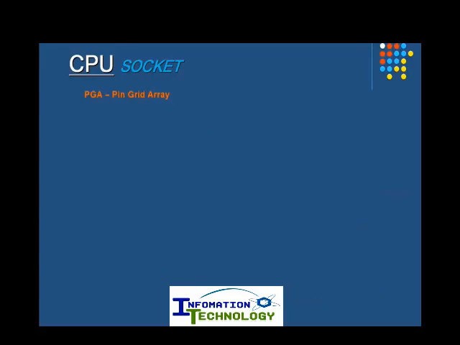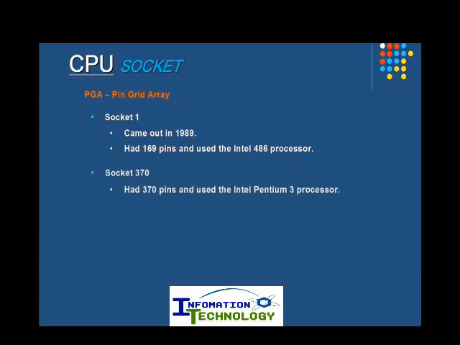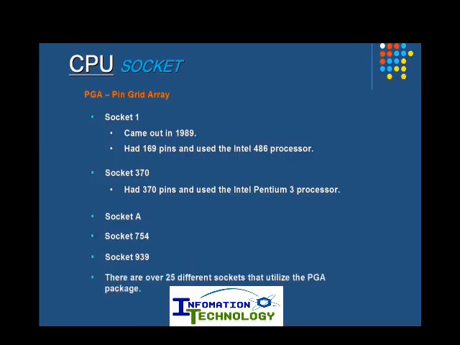There are several different sockets that use the PGA package. For example, Socket 1, which came out in 1989, had 169 pins and used the Intel 486 processor. Another example is the Socket 370, which had 370 pins, and it used the Intel Pentium 3 processor. Other examples include the Socket A, Socket 754, and Socket 939, just to name a few. In fact, there are over 25 different sockets that utilize the PGA package.